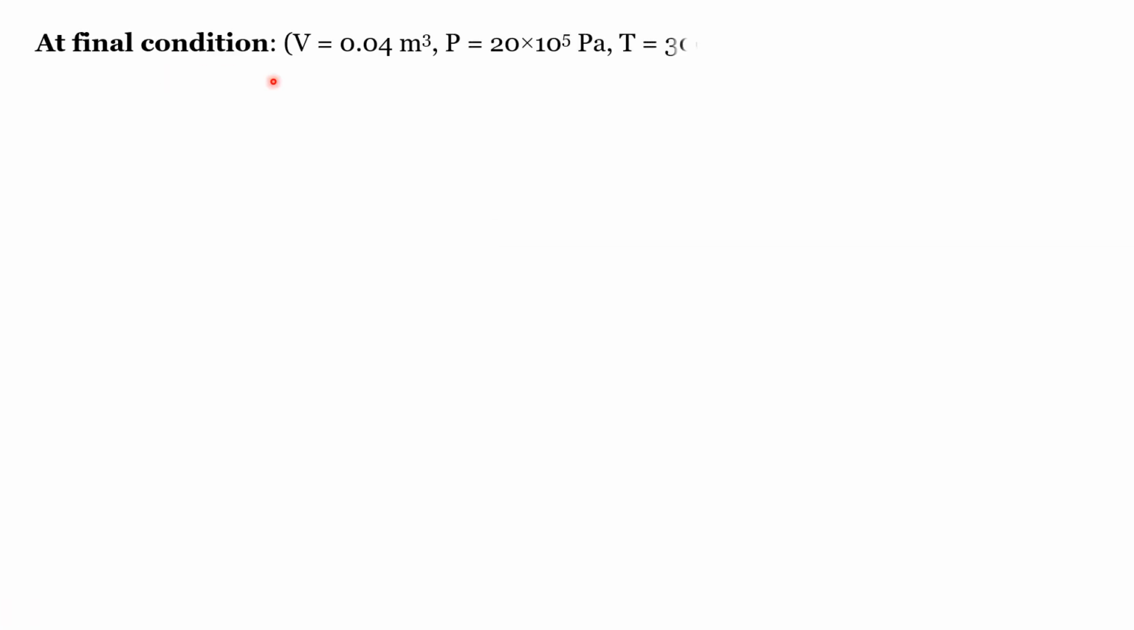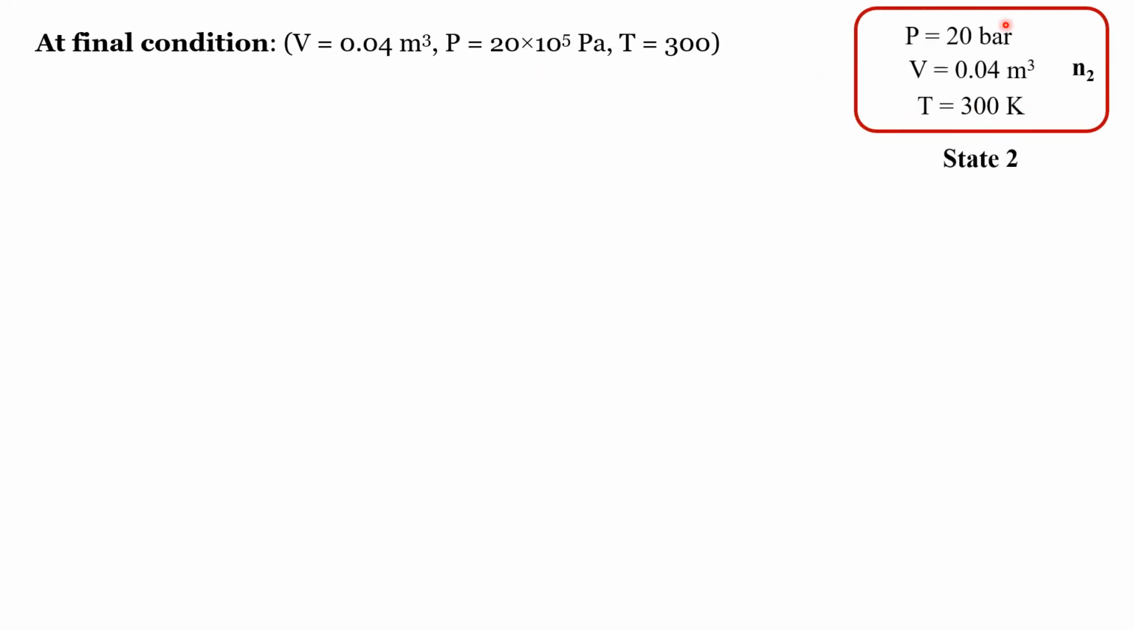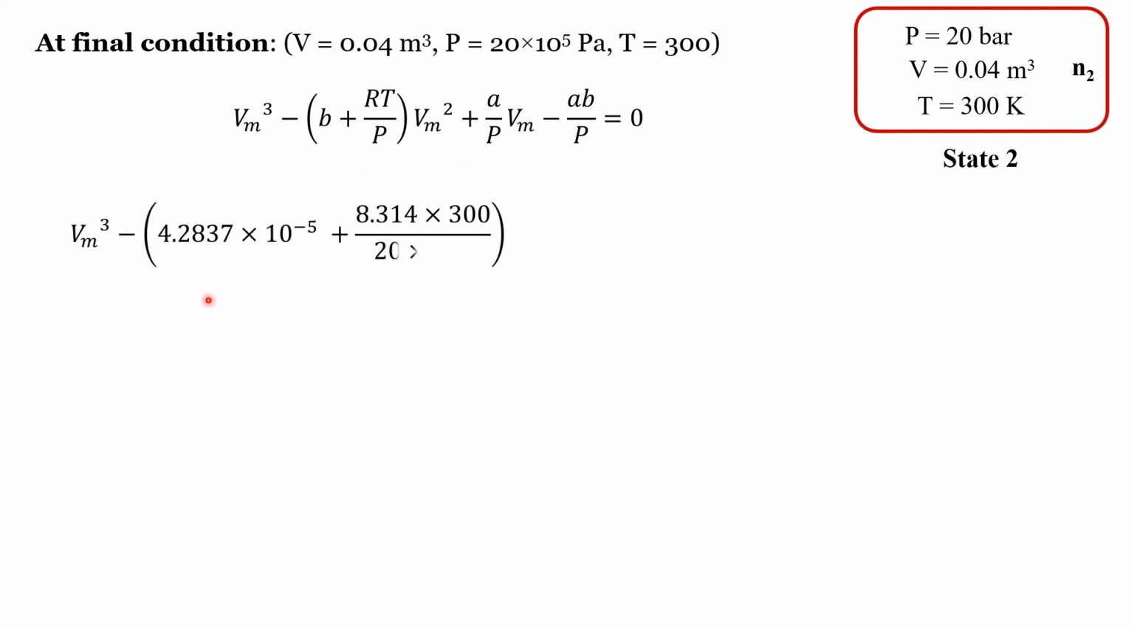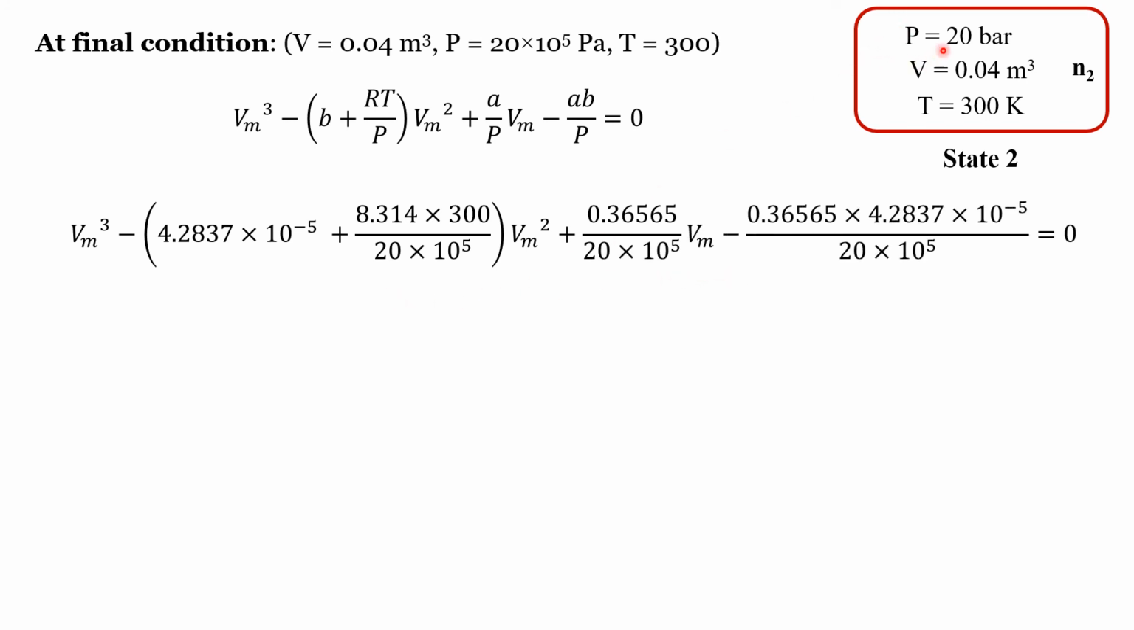So at the final condition, that is state 2, the pressure is different. So we will rewrite the van der Waals equation. We have expressed this equation in cubic form. Now we will plug in all values, so we will get this equation. This time only the pressure is different, that is 20 bar.